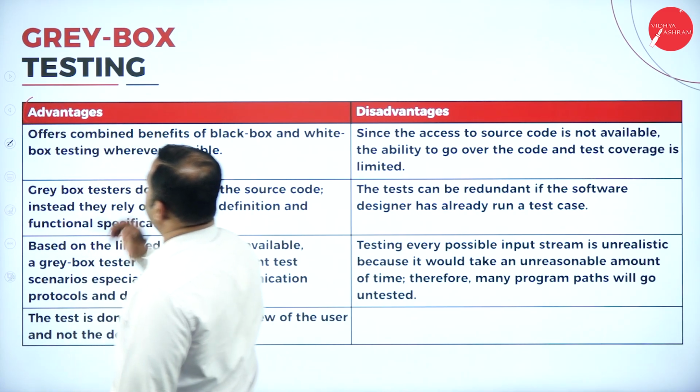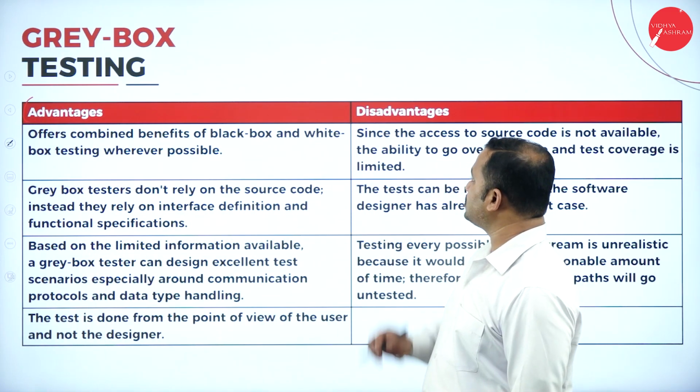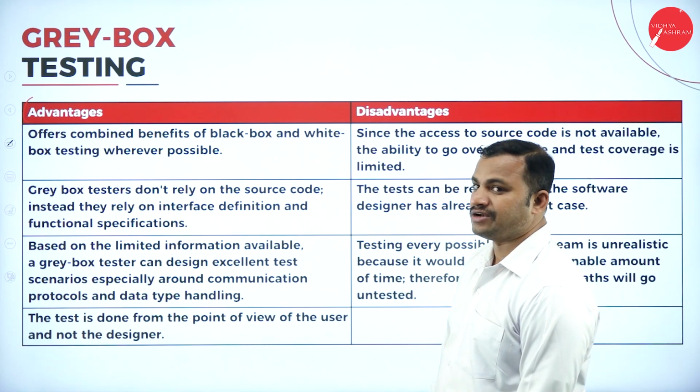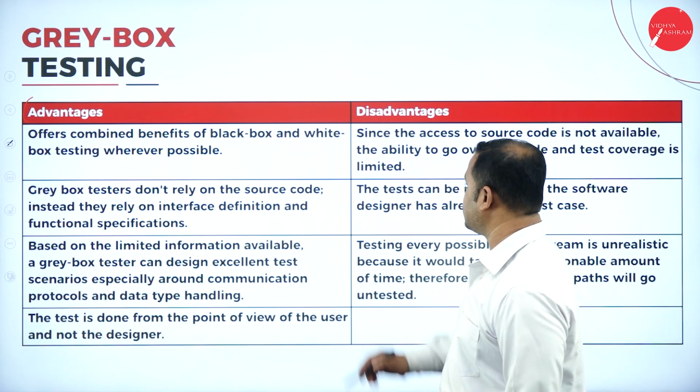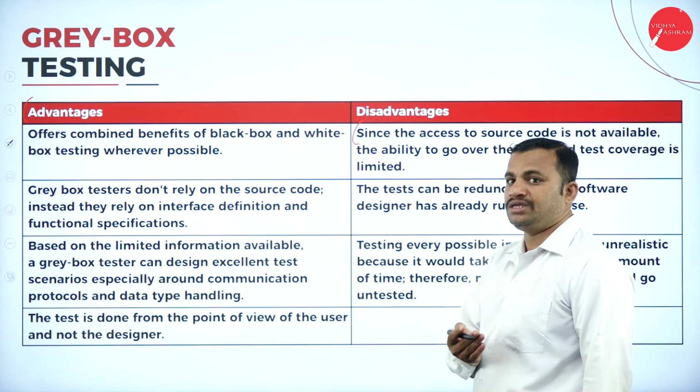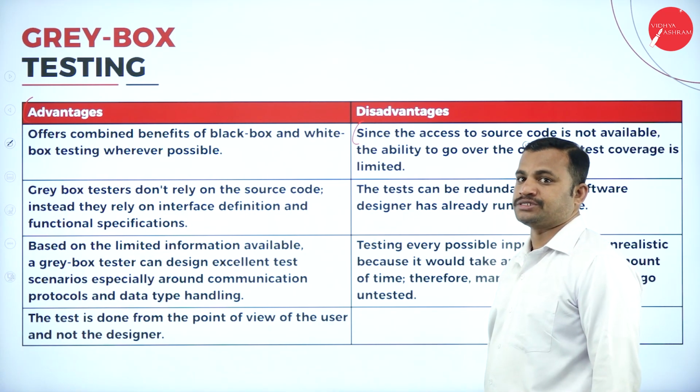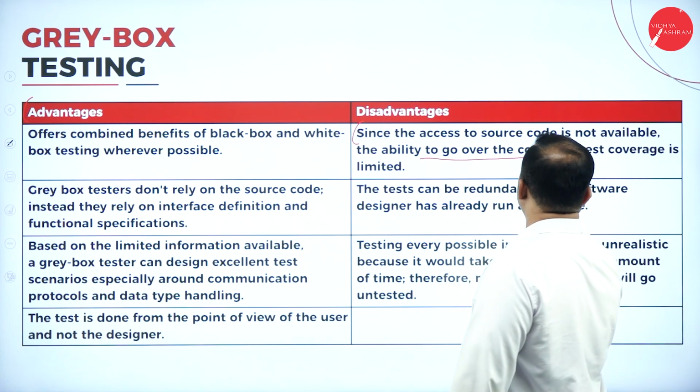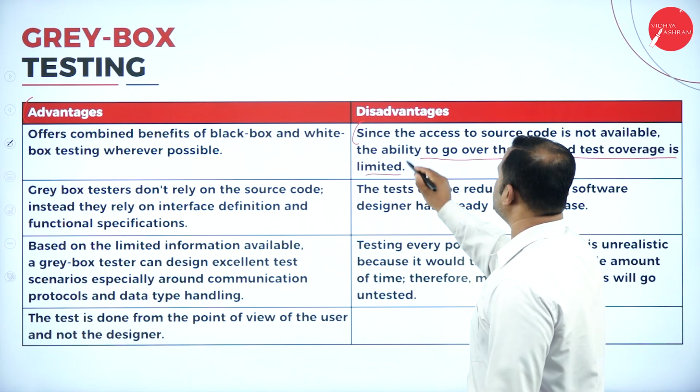So in this grey box testing, you have certain disadvantages. Let me talk about the disadvantages first. Since access to source code is not available, because only the executable format of an application is given to him, the ability to go over the code and test coverage is limited.